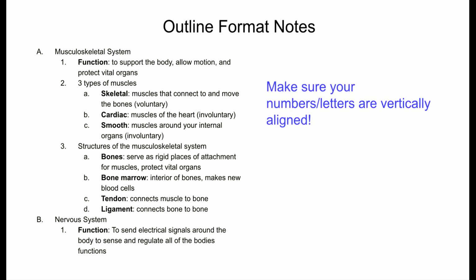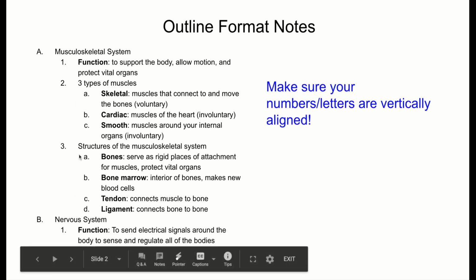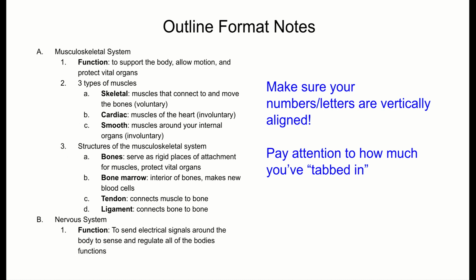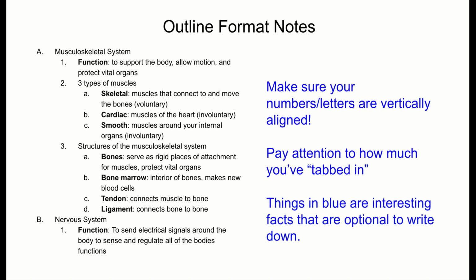Here's how to do this properly. Make sure your numbers and letters are vertically aligned. Anytime you have a lowercase letter starting a detail, make sure it's vertically aligned with the other lowercase letters that you have on your paper. Pay attention to how much you've tabbed in. Keep the spacing consistent so your numbers are always tabbed in the same amount. And just so you know, anything that's in blue after this slide is an interesting fact that is optional to write down. From this slide on, the rule is if it's in black, it's required to write down. It should end up in your notebook. If it's in blue, it is an optional fact that may be interesting to write down, but is not required.